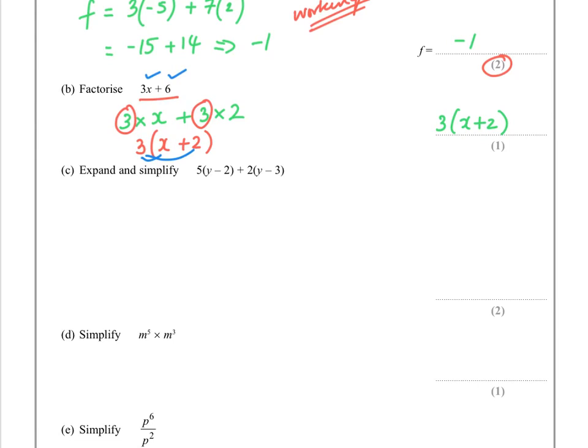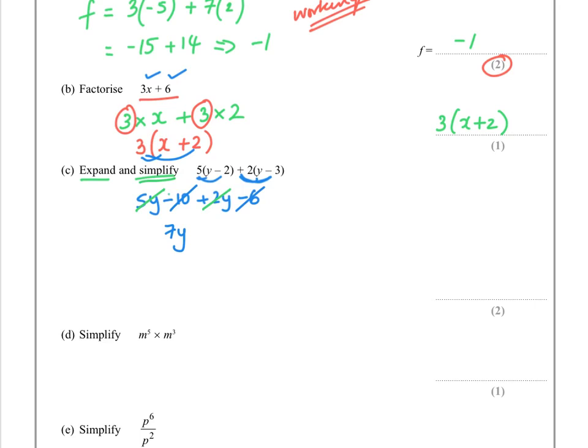Then we've got to expand and then simplify. So we'd have 5y minus 10 plus 2y. Now plus times a minus, that's a minus, so we've got -6. Now we want to simplify. So 5y and 2y, that's 7y. And then -10 with 6 more taken away.